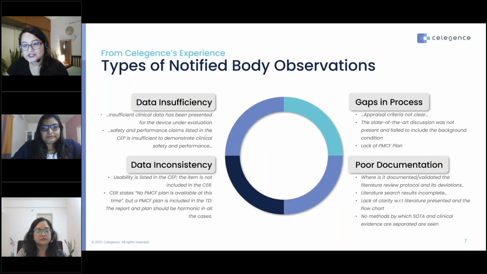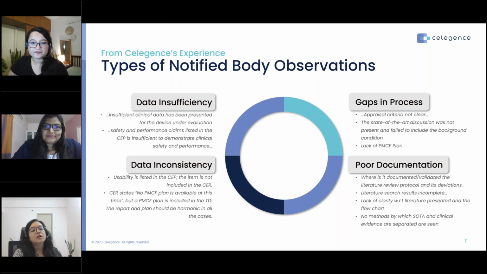So as you know, Cerigence provides regulatory services and solutions. And over the years, we've worked with several medical device manufacturers, supporting them with their regulatory compliance activities and their interactions with notified bodies. Parvati, could you quickly shed some light on what we see on the slide right now?